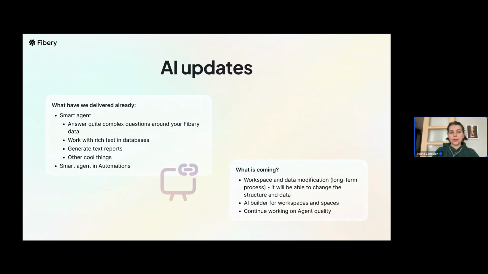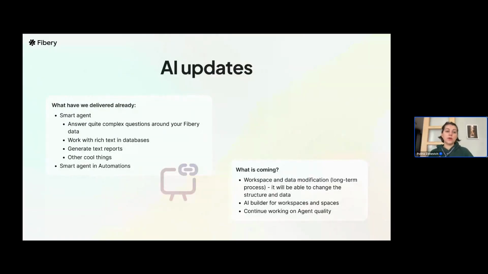How does it work? A smart agent is aware of the data that lives in your workspace. It's like a very powerful chatbot, I would say. So you can ask different questions around your Fibery data. It is aware of rich texts in databases. It can generate different kinds of reports and do other cool things. Please note that it doesn't have access to the files. So if somewhere you have files attached, it doesn't see them.